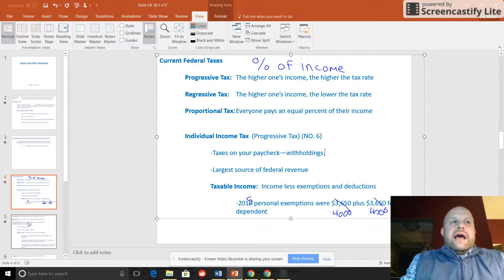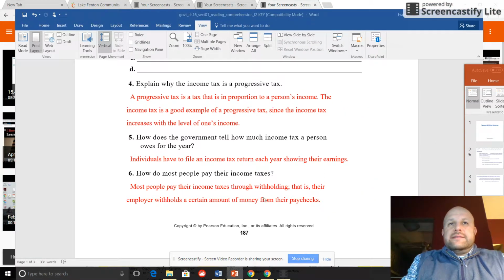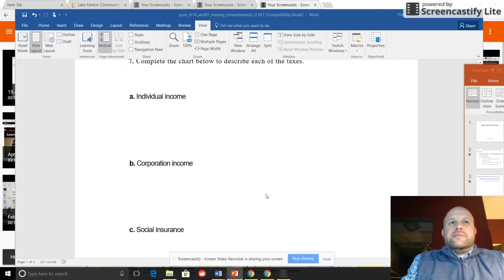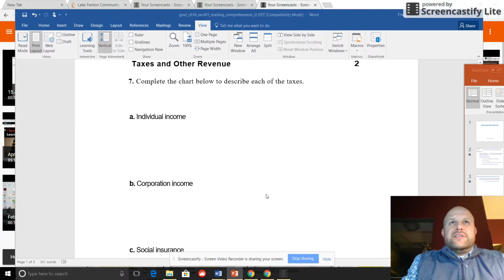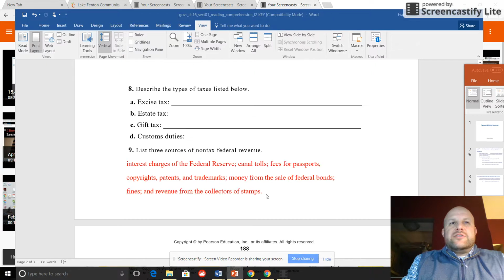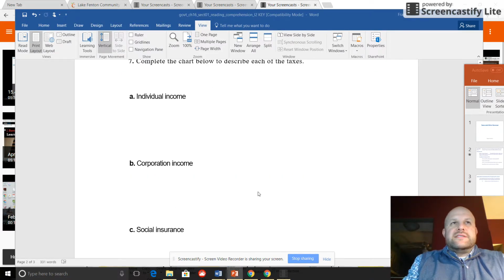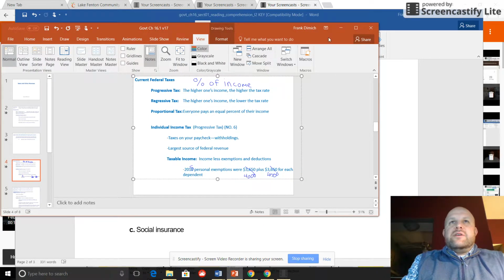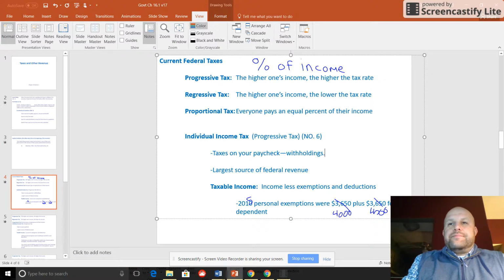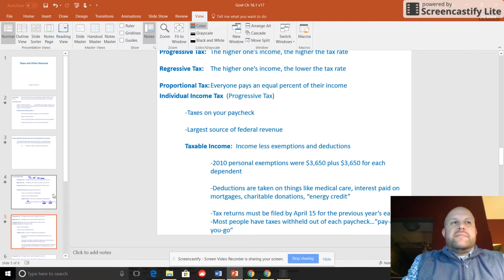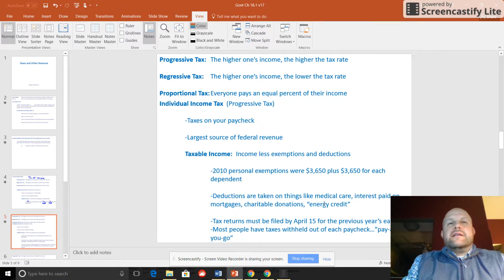Okay. Now, keeping this in mind, you've got a chart on yours. It looks like a chart: individual, corporate, and social. Corporate income and social insurance. It's asking you to describe them and so on. So let's take a look at that and see how much time I have. I may have to stop this video and start on another video.